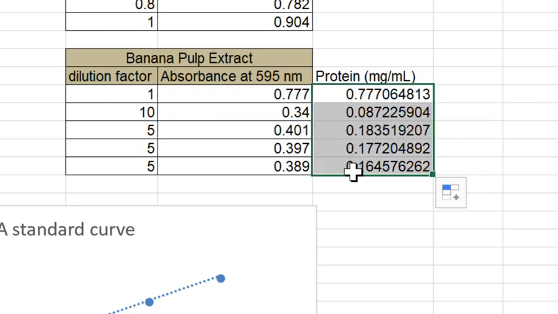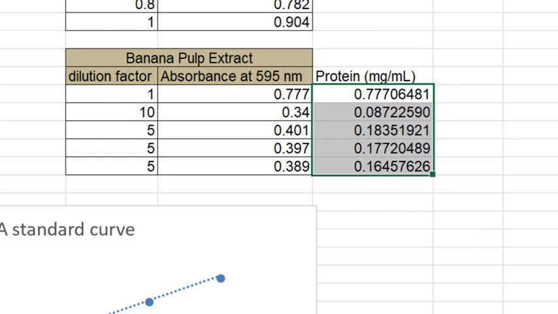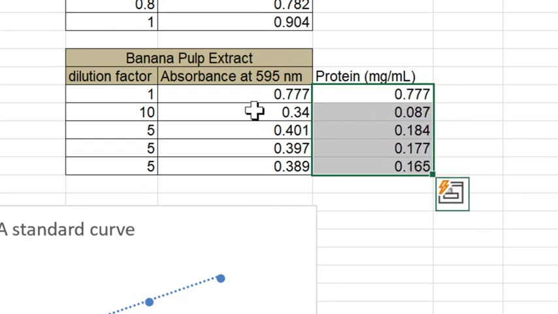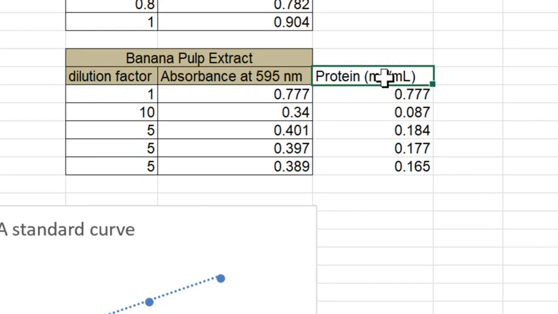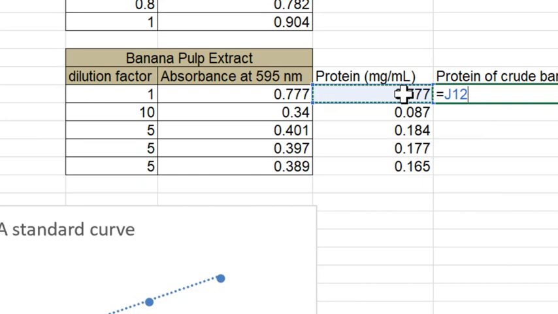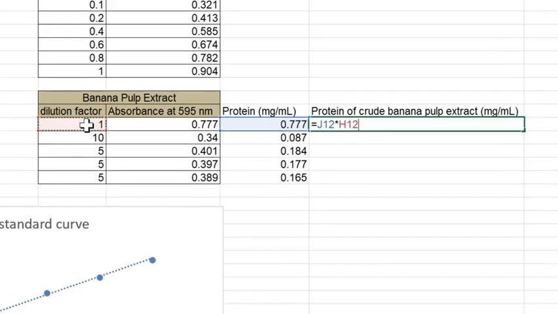All these numbers in this column have way too many digits. If your absorbance values only were measured to 3 digits, you can't suddenly have a higher accuracy in your calculated value than what your measurement provided you with. These already are the protein concentrations of the diluted sample. Next, it's important to take into account the dilution factor. And in this case, I can simply multiply my protein content of the diluted sample with the dilution factor.